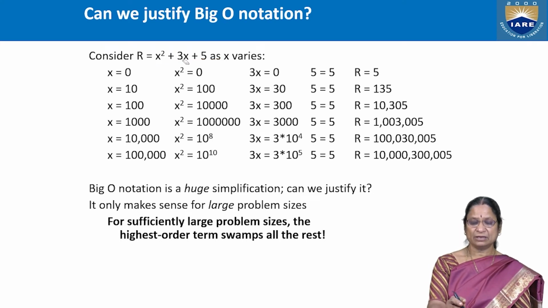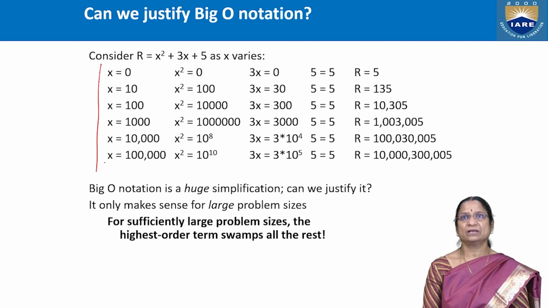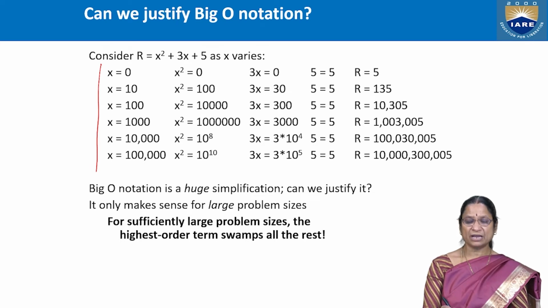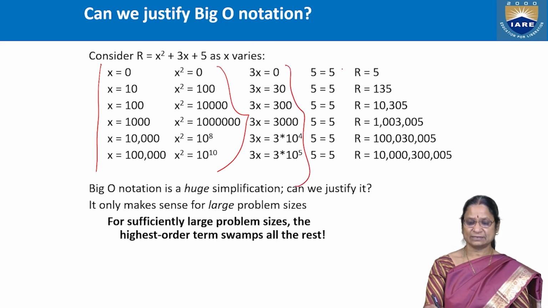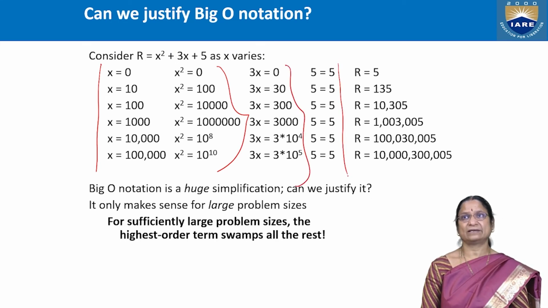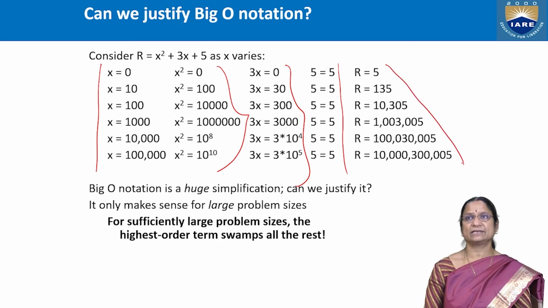So, for example, if this is the expression, for different values of x, what happens? If x is equal to 0, 10, 100, 1000, 10,000 and 10 lakhs, we keep on increasing. Then what happens? You observe these x square values. Second term is 3x. Constant remains constant. What is the total value of r going on increasing? You observe.